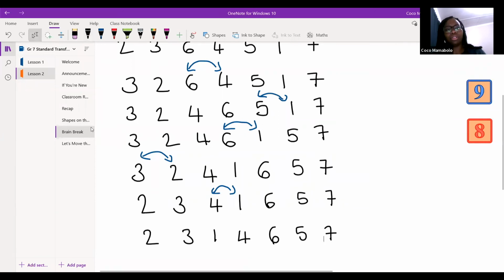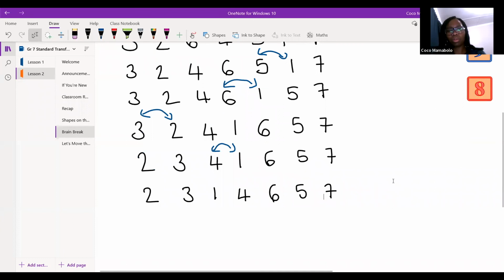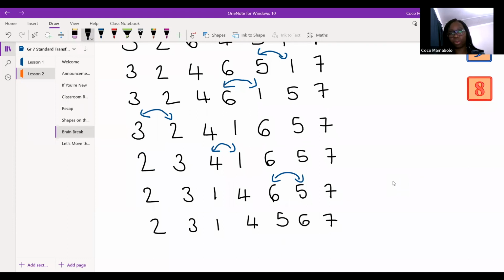All right, Sila, what are we swapping next? Must swap 5 and 6. I like that one. Excellent. All right, 5 and 6. That's a good one. Now we've got 2, 3, 1, 4, 5, 6, 7. Sila's done something very important here because now these 4 are in order.